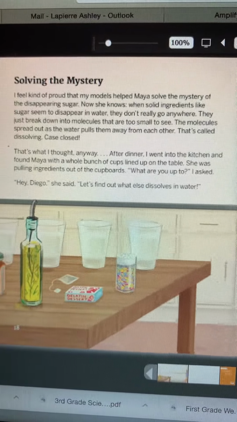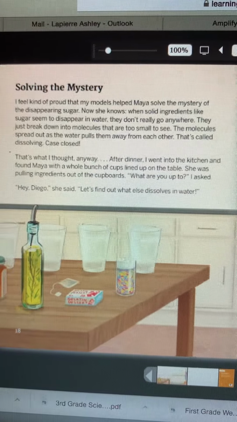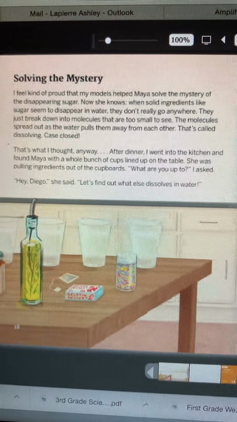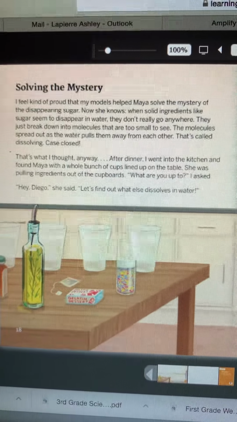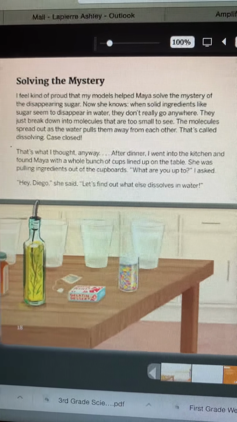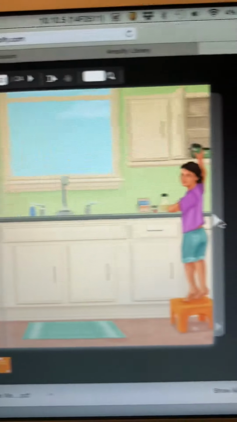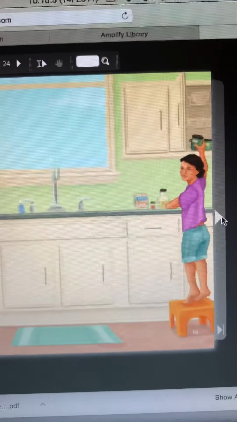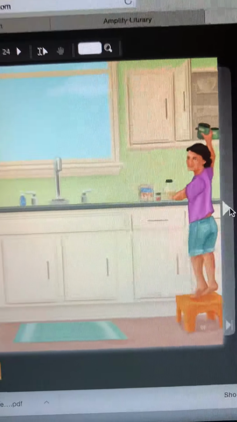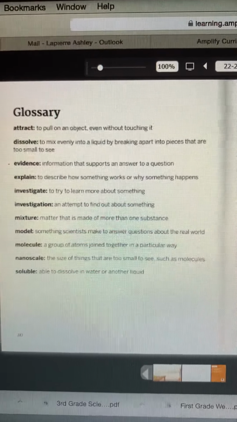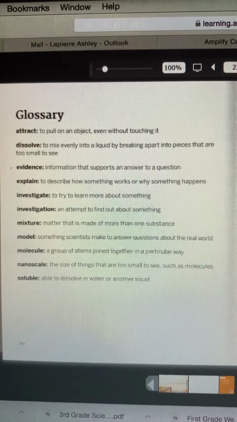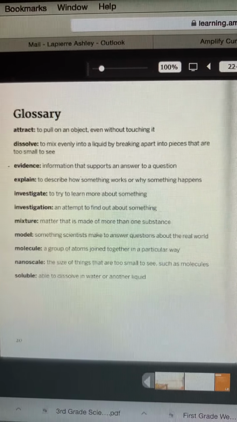After dinner, Maya went in the kitchen and found a whole bunch of cups lined up on the table. She was putting ingredients out of the cupboards. "What are you up to?" I asked. "Hey, Diego, let's find out what else dissolves in water." Maybe I'll have you guys do something like this at home. And here are some of the things that you might want in the back of the book glossary.